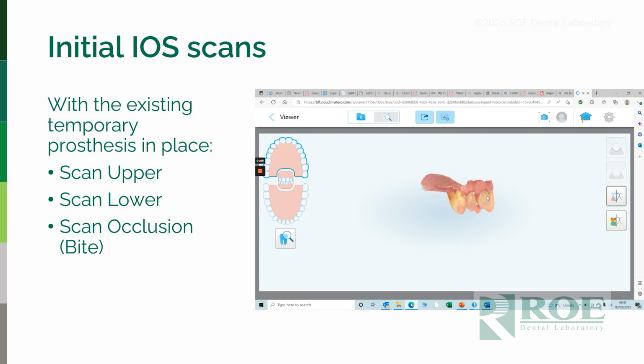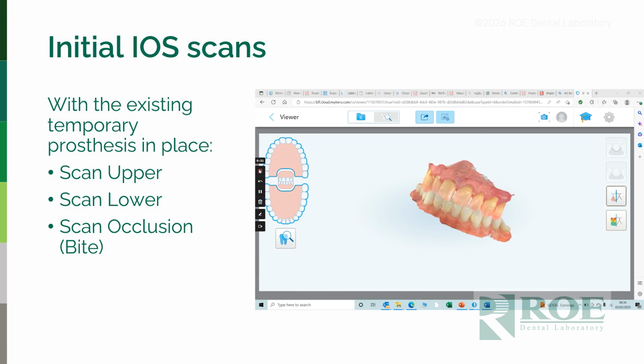And if this patient is wearing a lower temporary bridge, we're going to do our initial IOS scans, which are the opposing, in this case the upper. We're going to also scan the bridge in position in the lower, just here. And then we're going to scan the bite. Okay, so those 3 initial scans are essential. Okay, so we've got the opposing, the temporary bridge in place, and the occlusion.